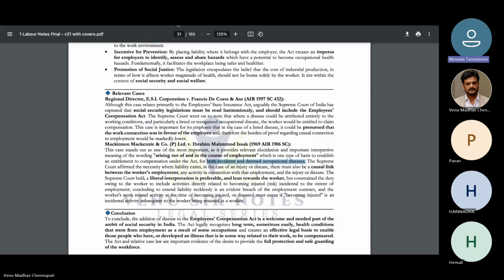But constrained the duty owing to the worker. So the worker owes a duty to prove that it is coming directly from the activities associated with the occupation to the extent of employment. Concluding to extend liability recklessly is an evident breach of employment contract, and the worker's work-related activity at the time of becoming injured or deceased must occur if becoming injured is an incidental activity subsequent to the worker being retained as a worker. This was actually written by the professor madam, I did not write this. Above my head.